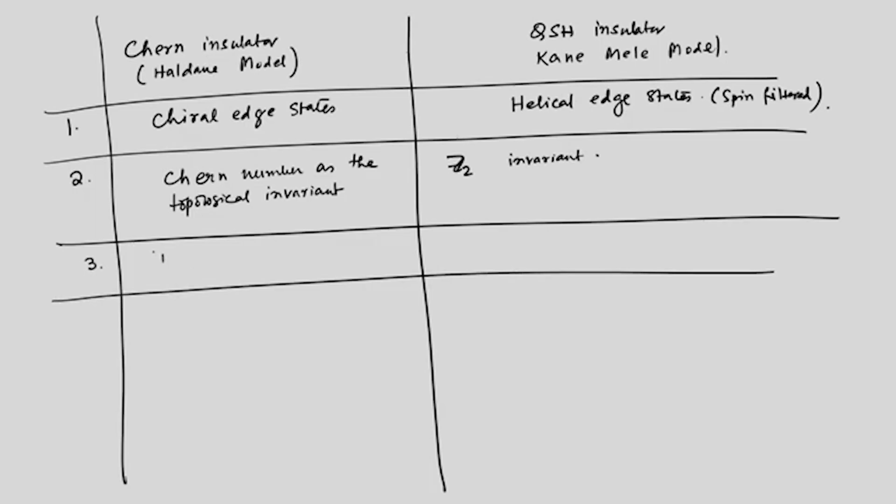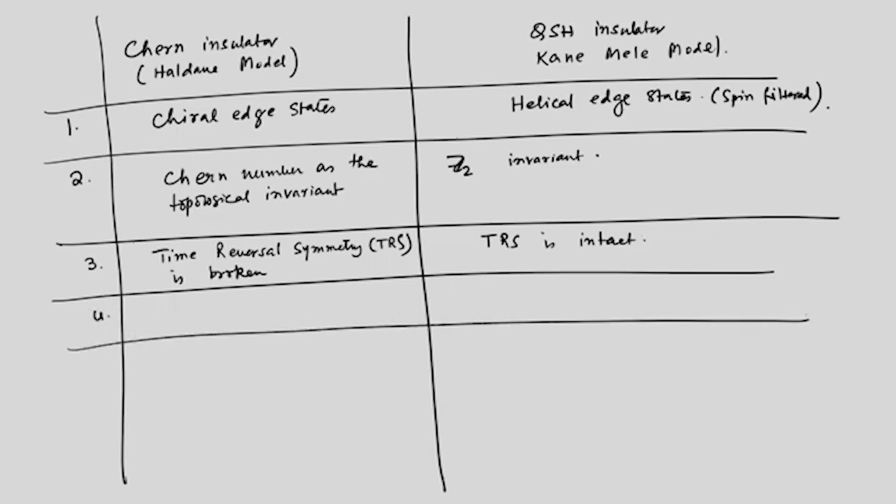Number 3, time reversal symmetry is broken, which let's call TRS, is broken. In the other, TRS is intact. So we have talked about the implications of time reversal symmetry. So it shows a quantum anomalous Hall effect.